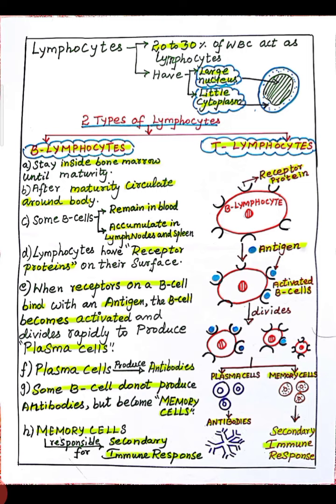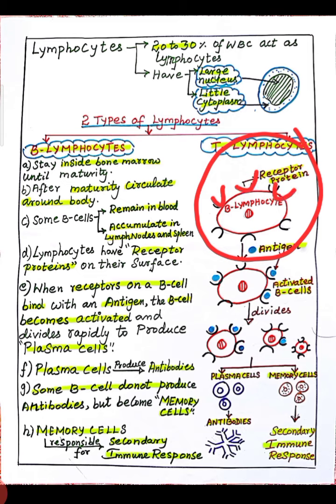See point D. Lymphocytes have receptor proteins on their surfaces. See this picture. Imagine this is a B lymphocyte. The B lymphocyte has receptor proteins on its surface.